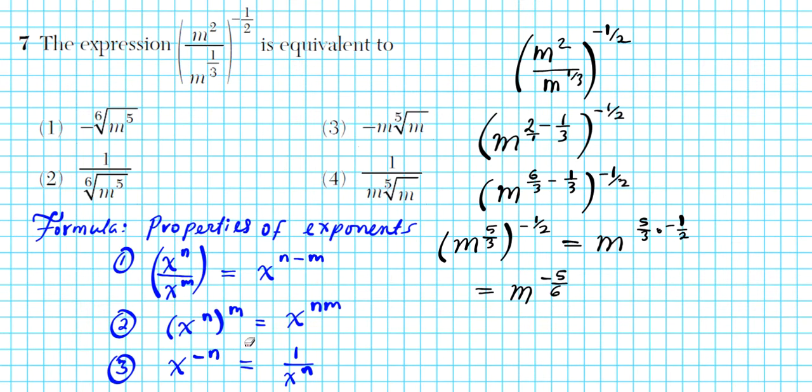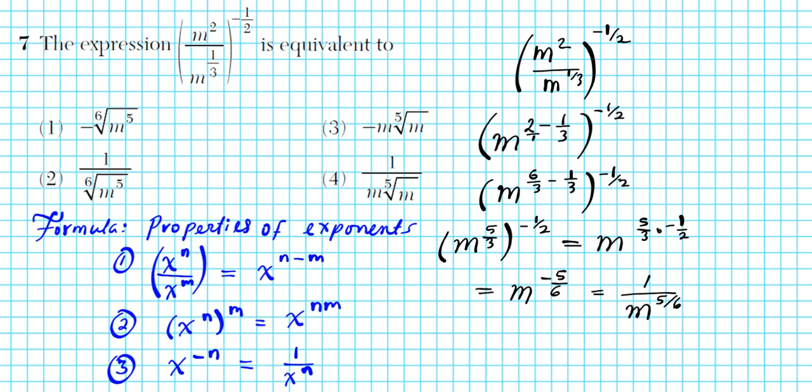Next move requires the use of the reciprocal property of exponents. So if you have a term of an exponent with a negative power, you can reciprocate. So we reciprocate the entire term, and we take the opposite of the power. So it goes from negative 5/6 to positive 5/6 because we have reciprocated it.